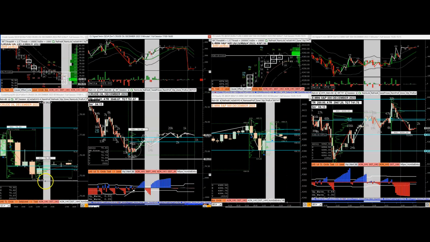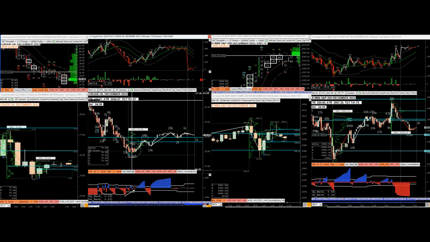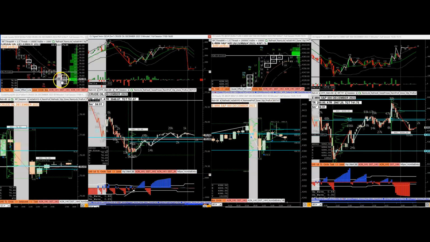All right, so I'm seeing it's going to go to 76.25 or break below 75.50 with a change of behavior right here. And that's it. All right, next is, oh my, look at this.